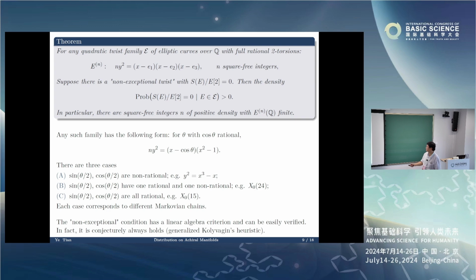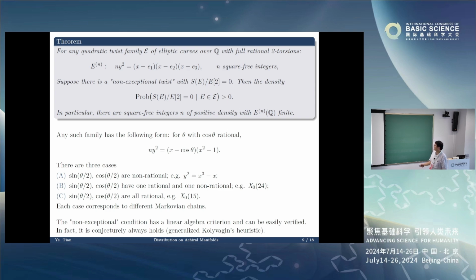But for case B and case C, for example, X0(15) is of case C. For all of these cases, they have their own Markov chain behind them. And using this and analytic number theory, we can prove this result. Actually, we can prove a very precise density for this set. And now let me explain this condition, non-exceptional twist.